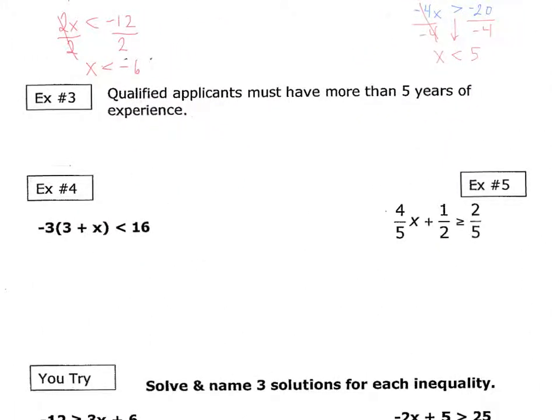Okay, let's try a word problem here. It says qualified applicants must have more than 5 years of experience. So they need more than 5 years of experience. Let's say our variable is y for years of experience, and we know we have to compare it to 5 years. So what would our inequality end up being?